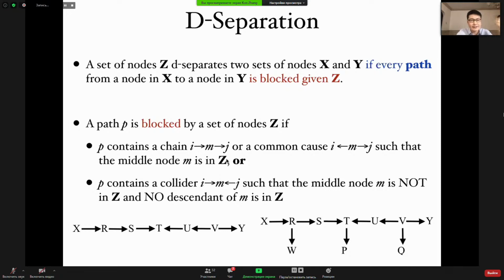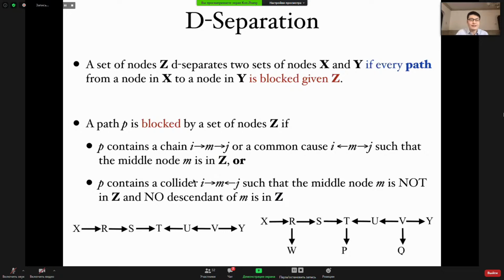The first condition said that this path contains a chain I to M to J or a common cause, right here. M is a common cause, such that the middle node M is in Z. So if M is in Z, then you can see right here, if I know M, or if I condition on M, I just cut this off, right?